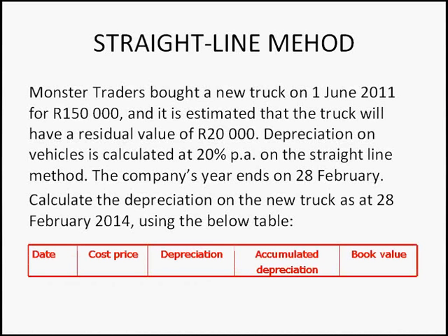Date, cost price, depreciation, accumulated depreciation, and book value. It's much easier to do the depreciation calculation using this table, so I would suggest that even when they do not give you the table, that you draw up the table for yourself in this format in order to make the calculation easier. Also remember that the table will only show the amounts as you've calculated them. So you still need to show your calculations separately so that the examiner can see how you got to those amounts. So using this information now, let's go and calculate the depreciation for each year from the 1st of June when we bought the truck up to the 28th of February 2014.